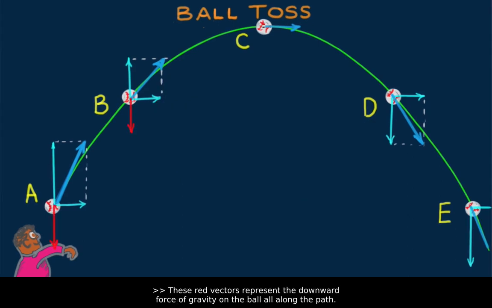These red vectors represent the downward force of gravity on the ball all along the path. Although velocity varies along the path, we see that the force of gravity does not. It remains constant. The force vector is the same at all locations. Velocity vectors are one thing, force vectors are another.